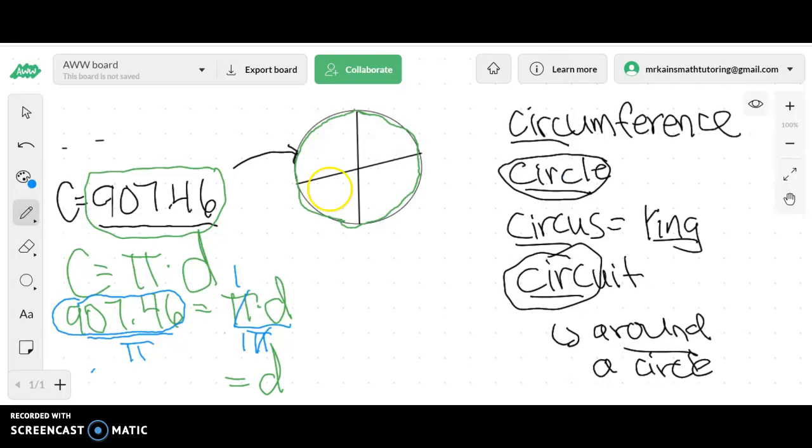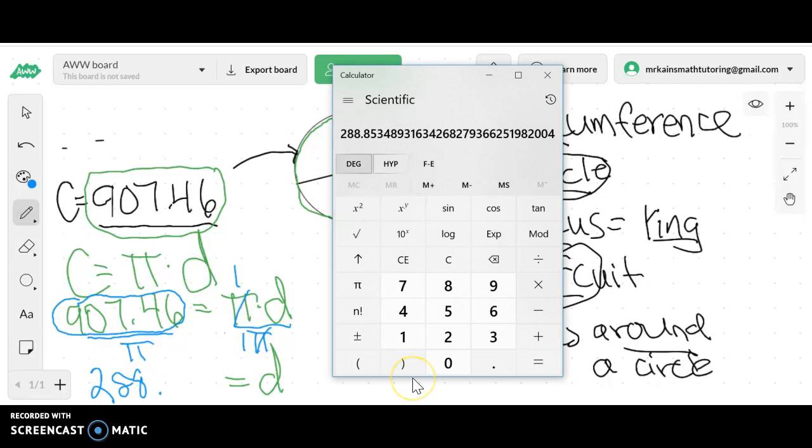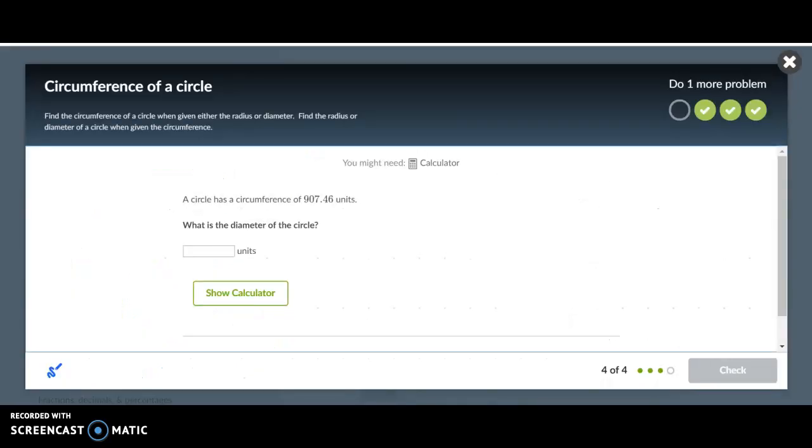And we get an answer of 288.8534. Now I don't know how many decimal places we need to do in our problem, because it doesn't really tell us. So let's just put what we have here.